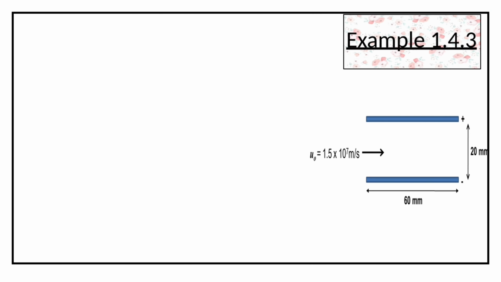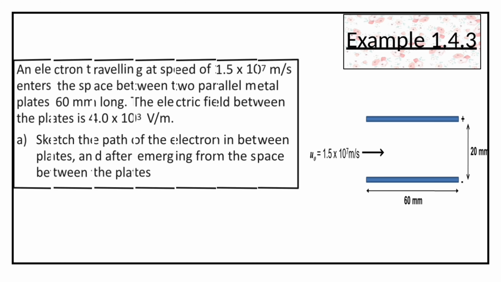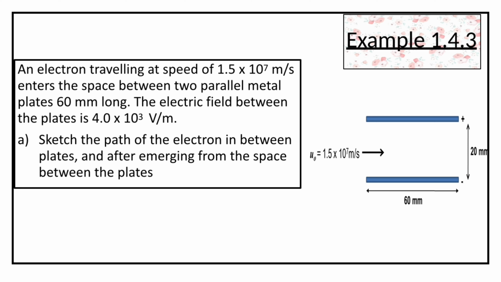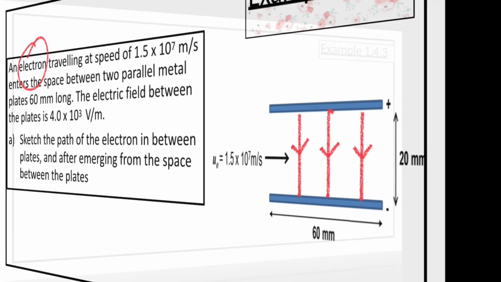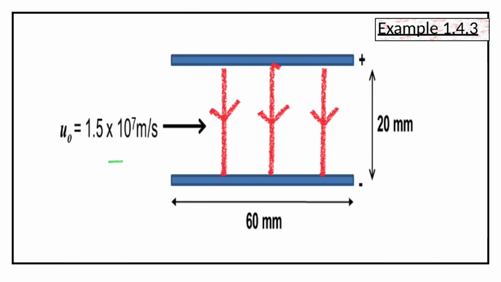Now we will look at example 1.4.3. For this question, we have an electron travelling with speed 1.5 times 10 power of 7 meter per second entering the space between two parallel metal plates that are 60 millimeter long. The electric field between the plates is 4 times 10 power of 3 volt per meter. So the first question is we need to sketch the path of the electron in between the plates.